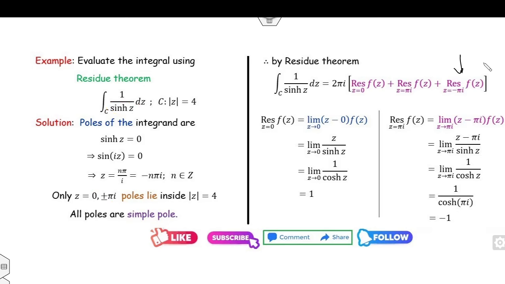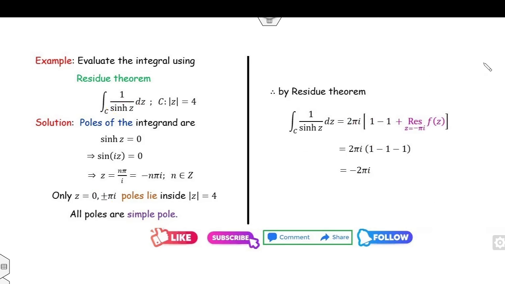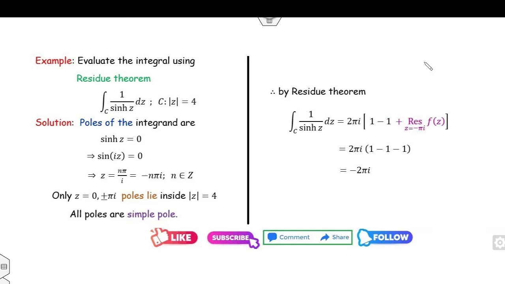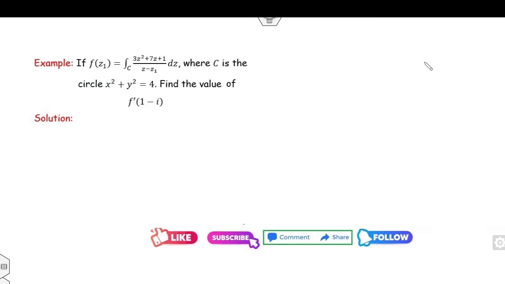Similarly, you can find the residues at minus pi iota. You will get the answer is again minus 1. Substitute all these answers. You will get the residue is minus 2 pi iota. Okay, look at this another one.